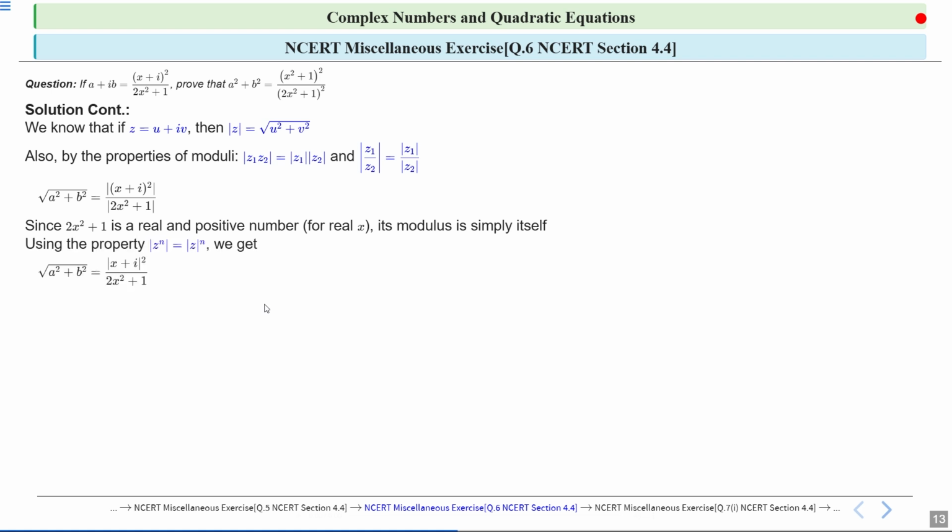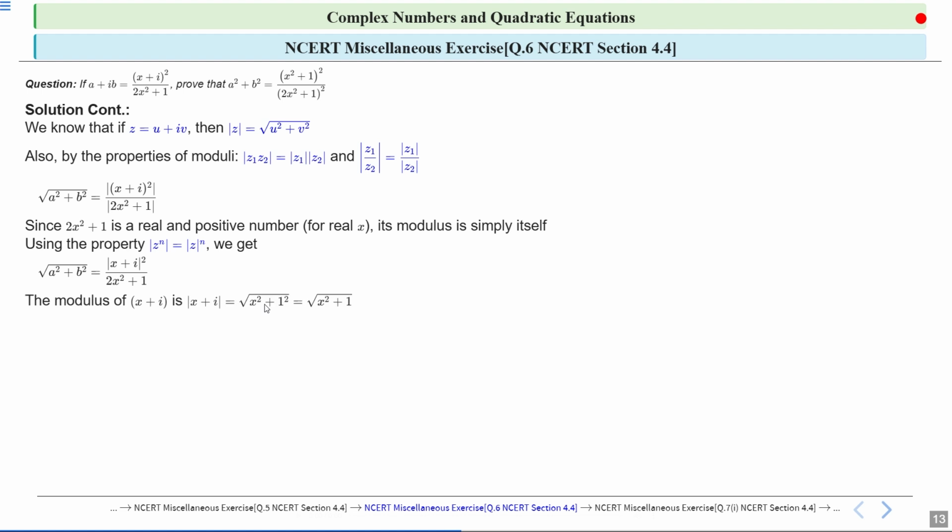So using the property modulus of z to the power n is equal to modulus of z raised to the power n, square root of a square plus b square equals modulus of x plus iota whole square divided by 2x square plus 1.